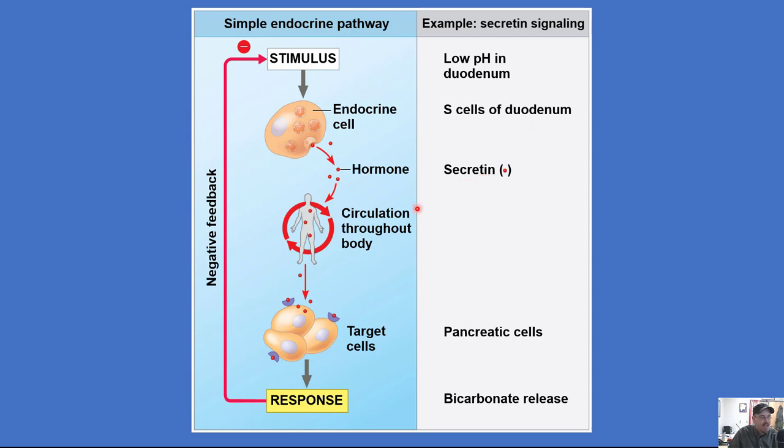That's what it's called. It circulates throughout the body, but it's picked up by one of the places where it finds a target cell, a place to dock, in the pancreas. And when these pancreas cells dock to this chemical, they release bicarbonate. Remember, bicarbonate neutralizes acid. And once we neutralize the stimulus, then we'll stop production. This is an example of negative feedback in action.